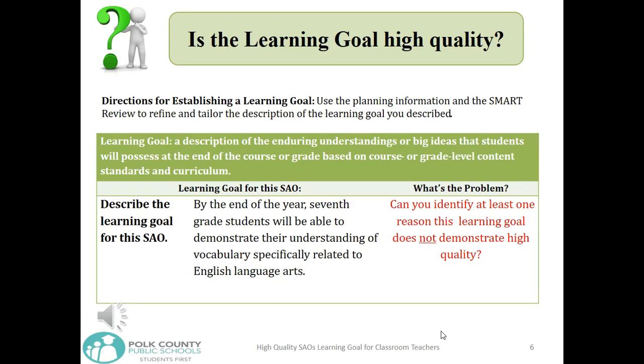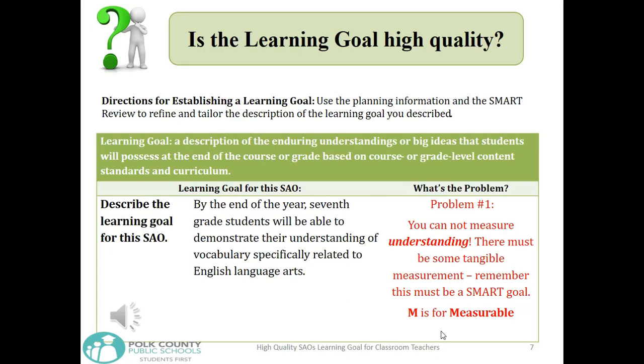Now, let's identify the concerns. The first problem is the use of the word understanding. You cannot measure understanding. There must be a specific method identified for measuring how you know the students have learned and can demonstrate the knowledge and skills identified in the learning goal. Some examples can include writing, creating, or performing. These verbs allow for developing specific criteria for evaluating the quality of students' ability to demonstrate the expectations identified in the learning goal.